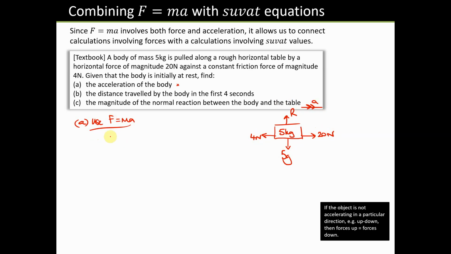So to use F equals ma to find the acceleration, I would do 20 subtract 4 as my resultant force, equals the mass times acceleration. So then 16 divided by 5. The acceleration is 3.2.